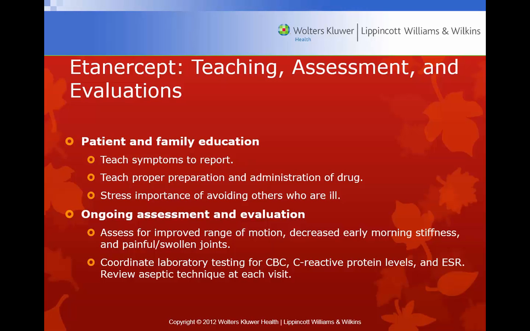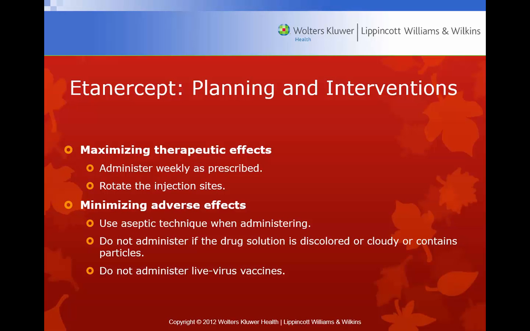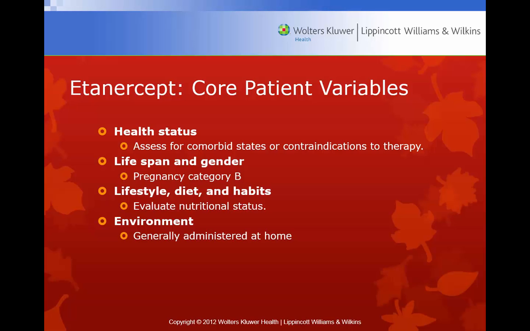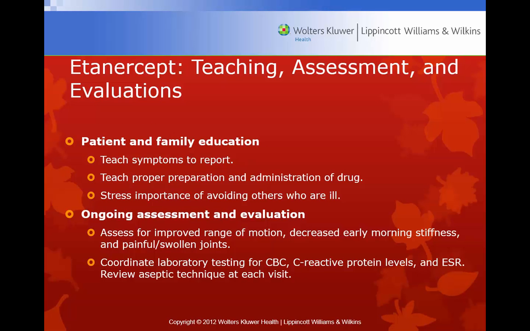Also, one thing in talking about this page and the things that we need to assess with the patient: under the ongoing assessment evaluation, assess for improved range of motion, decreased early morning stiffness, and painful and swollen joints. We need a baseline to know how well they're able to move on their own before we get started. Then that will be what we use to note if they're having improvement. If they can move better, if they have decreased early morning stiffness, if they have decreased painful or swollen joints, that will tell us that the drug is helping.